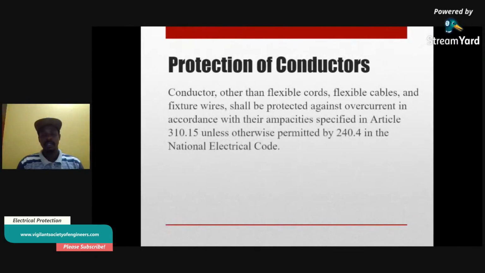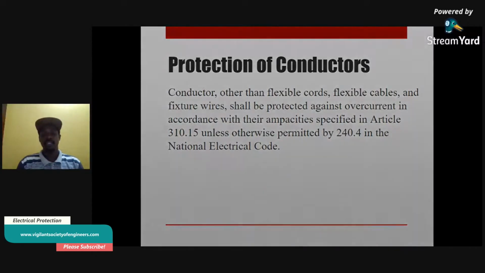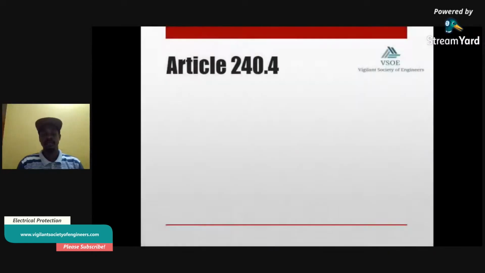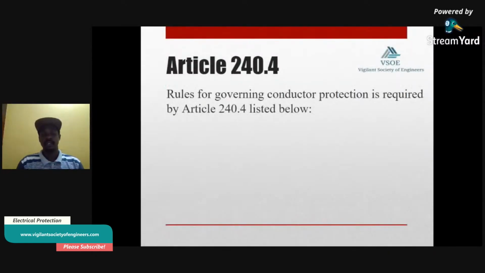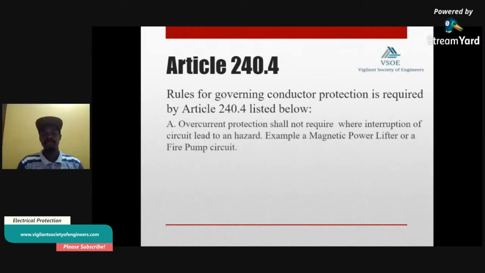Now, protection of conductors. Conductors other than flexible cords, flexible cables, and fixture wires shall be protected against overcurrent in accordance with their ampacity specified in Article 310.15, unless otherwise permitted by 240.4 in the National Electrical Code. The rules governing conductor protection required by Article 240.4 are listed below.